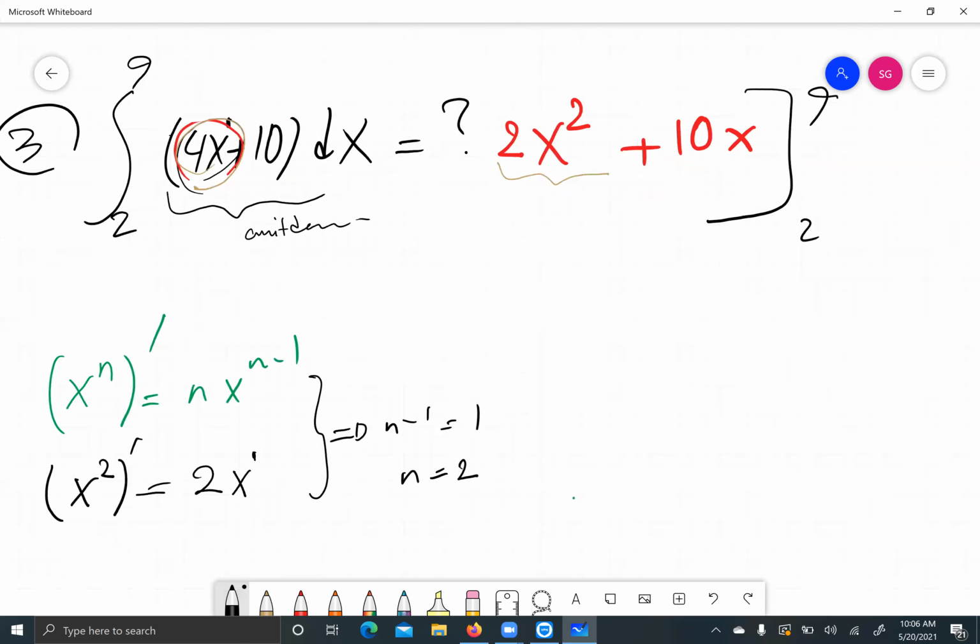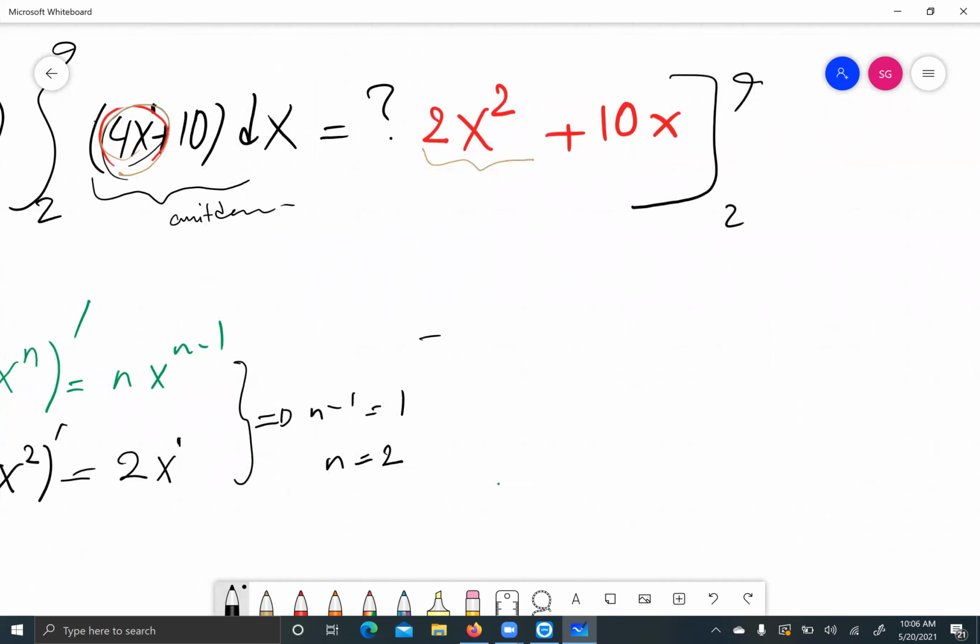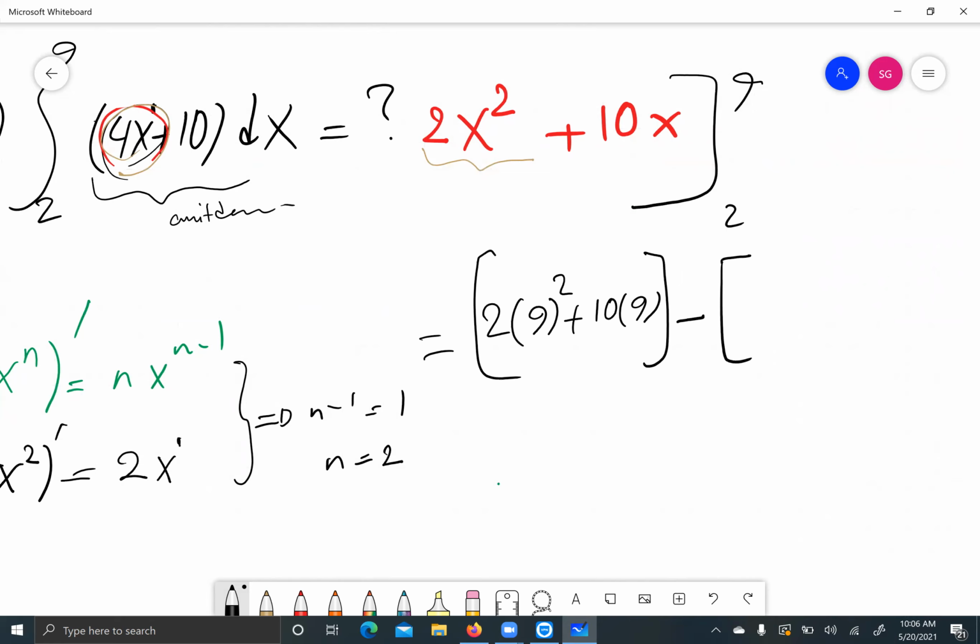And we take this antiderivative from 2 to 9. What does it mean? We first evaluate the function at 9, and then subtract from it the function evaluated at 2. And then just simplify. Got it?